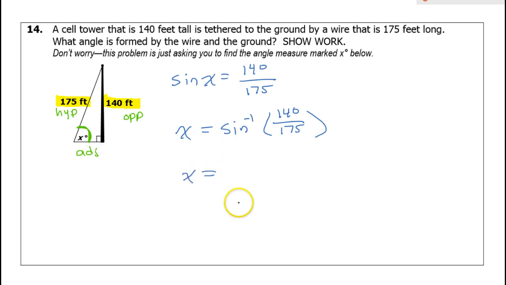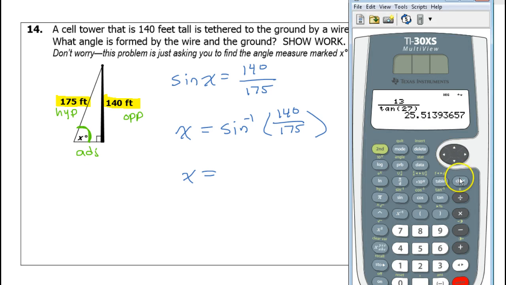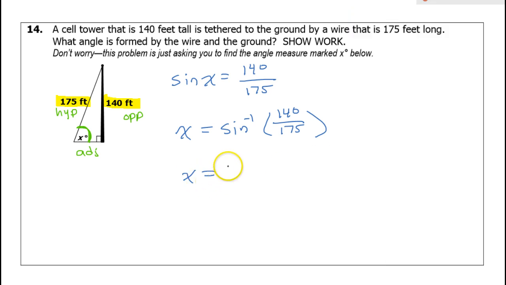And you can simply put that in your calculator. So we'll do second sine to get inverse sine, 140 over 175. Boom! 53.130 degrees. Easy peasy, lemon squeezy.